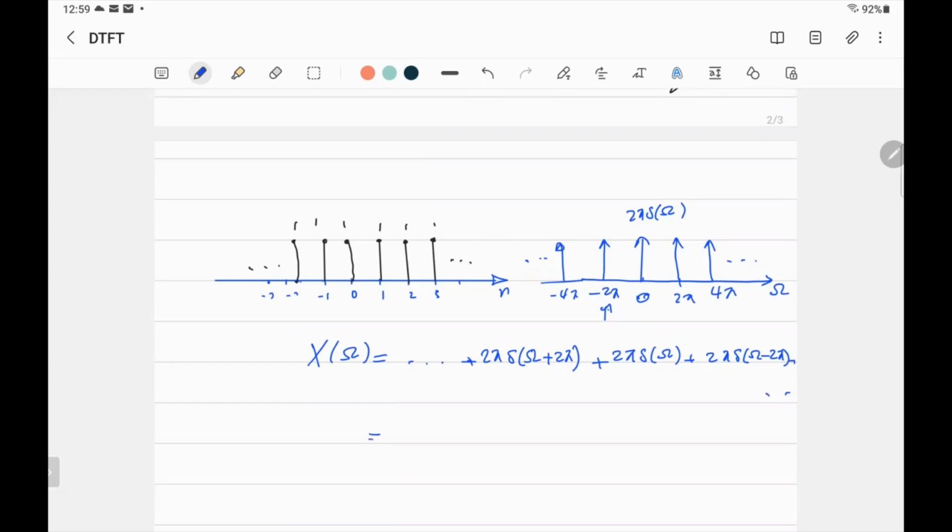Now, if you want to write this as a summation, you will have, in general, 2 pi delta omega minus 2 n pi, where n goes from negative infinity to positive infinity, right? And you check what n is here: negative 1, n equal 0, n equal 1. Check the formula that you have. If you put here n equal negative 1, what you get is plus 2 pi.